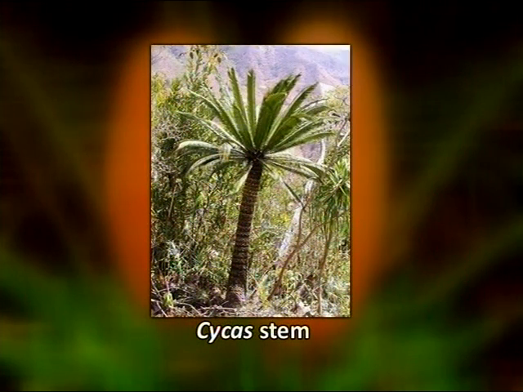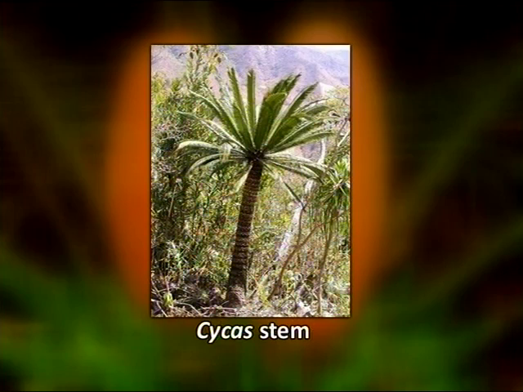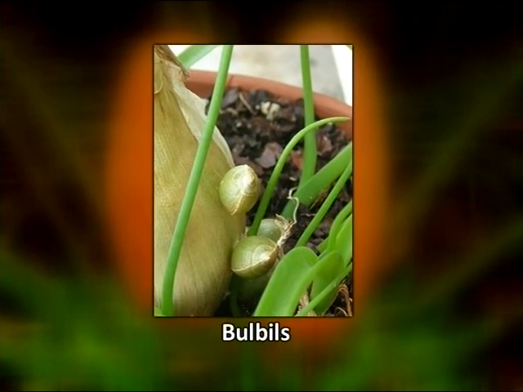The older parts of the stem are covered with an armor of persistent woody leaf bases. They closely cover the stem and fortify it. The stem bears adventitious buds at the base. They are large and are covered with scales. They are often called bulbils and serve as a means of vegetative reproduction.